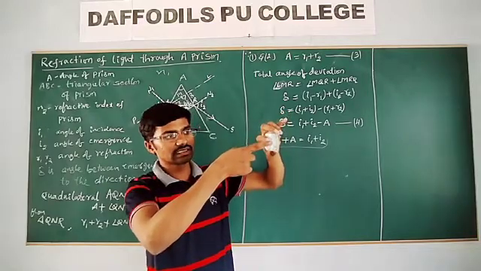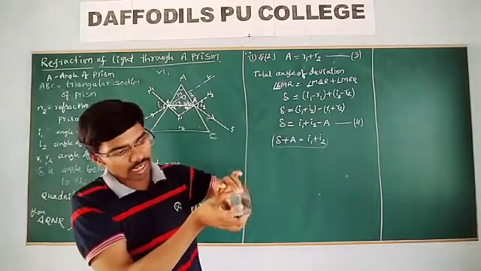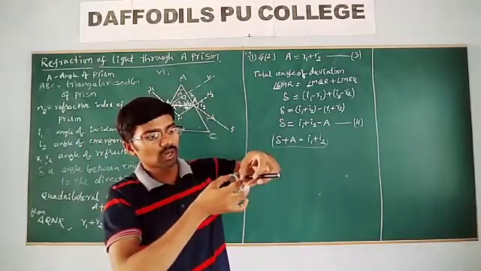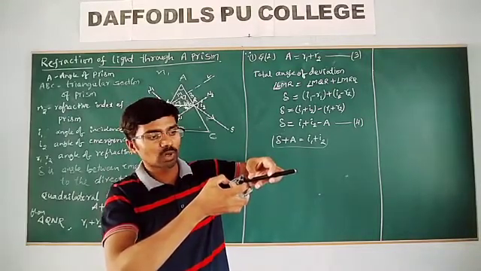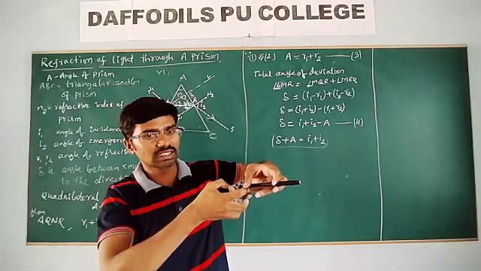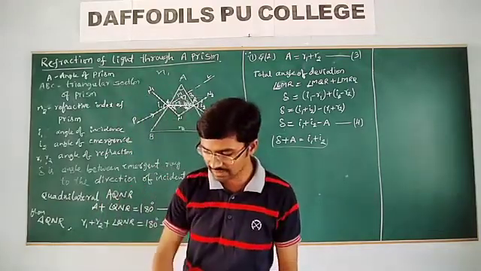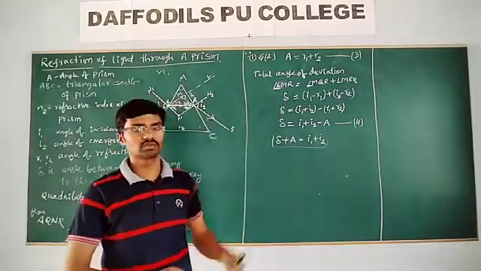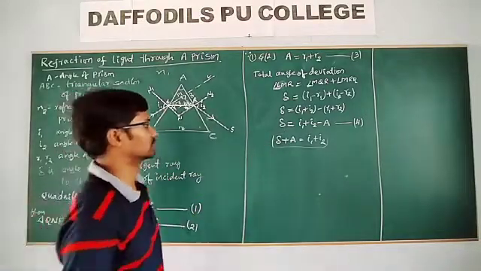If this is the incident ray, and this is the normal, this is the angle of incidence. Now if you rotate this prism, what happens? The angle of incidence will change. Whenever the angle of incidence changes, the angle of emergence also changes, and the angle of deviation also changes.